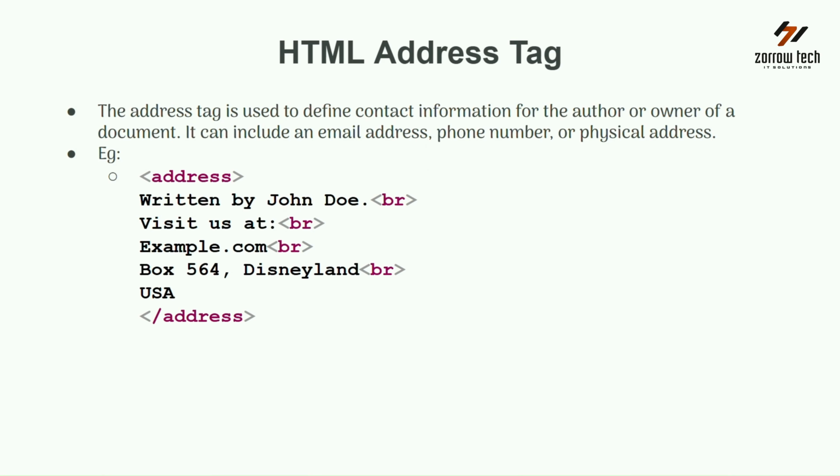HTML address for contact information. The address tag is used to define contact information for the author or owner of a document. It can include an email address, phone number, or physical address.